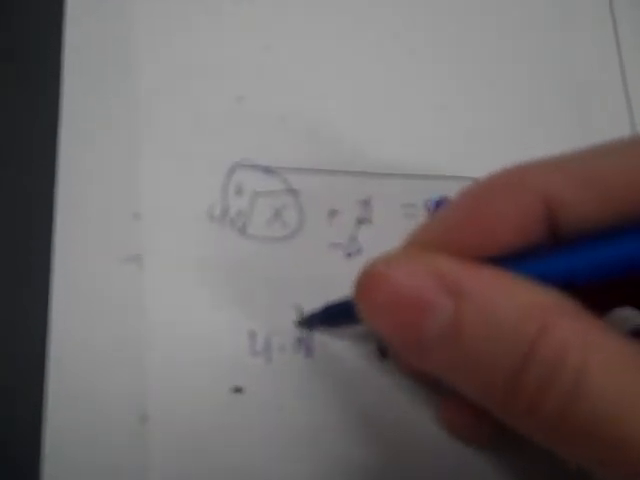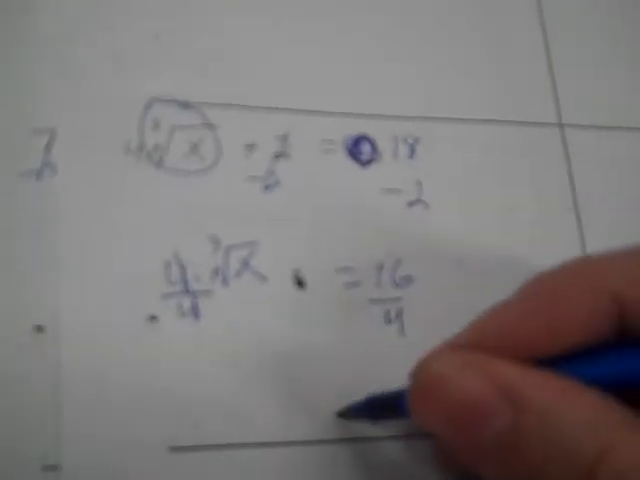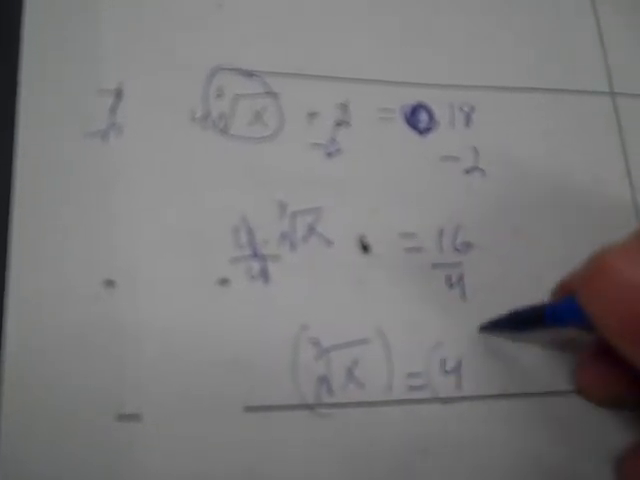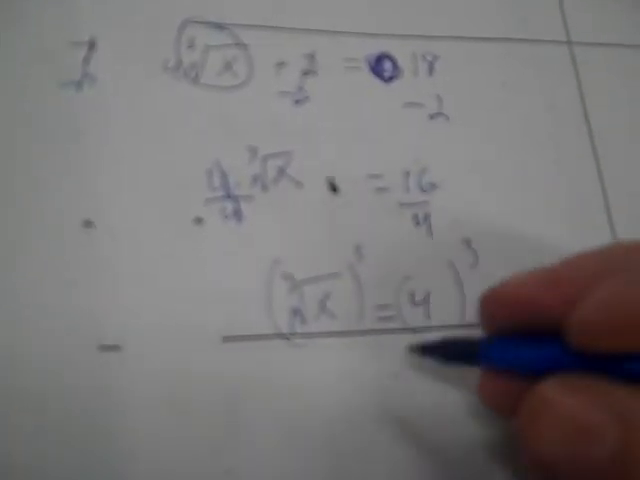4 times cubed root x. Then we divide by 4. Cross that out. Then divide by 4. That takes that side of the equation to 4. Third power. And then this bad boy is pretty much solved. You just have x. 4 to the third is 64. And that makes sense because the cubed root of 64, what times what times what is 64? It's 4. 4 times 4 is 16 plus 2 is 18.